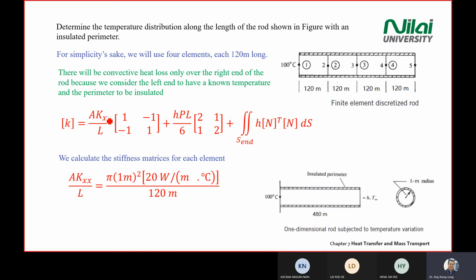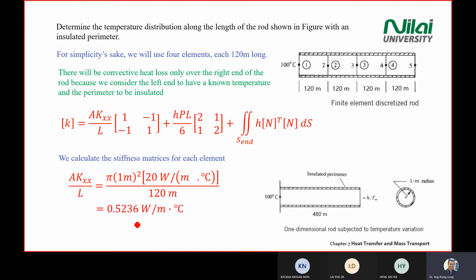So basically for chapter 7, first step, you write the equation, which is the one in red color. Then you calculate for each individual element the stiffness matrix. You calculate all these constant values: you calculate A k divided by L, you calculate h P L divided by 6. You calculate all these values, substitute inside this equation, and then follow with the remaining steps. So the first step, you calculate A k divided by L. You get this one, so you get 0.5.